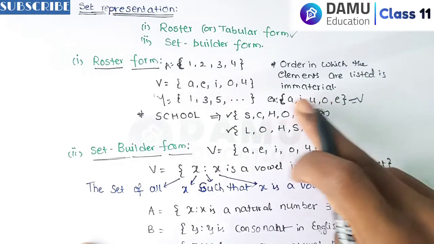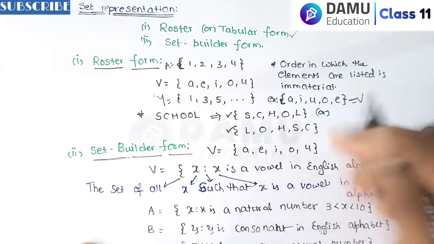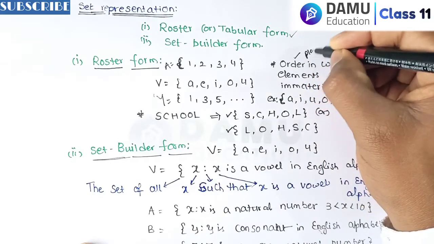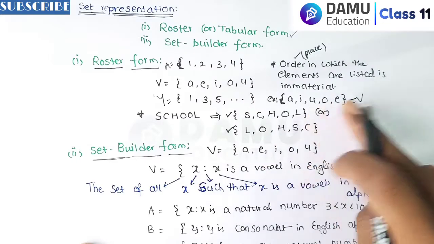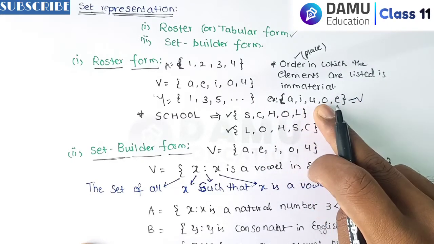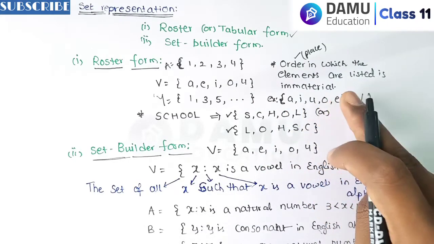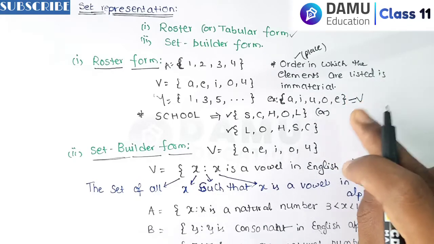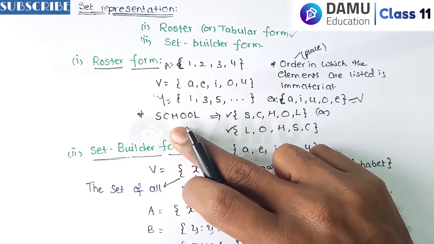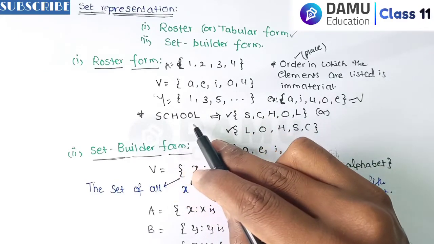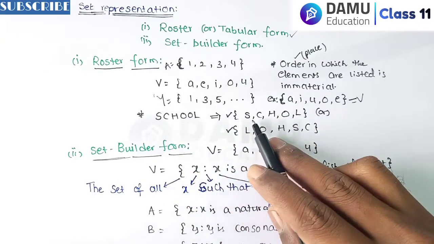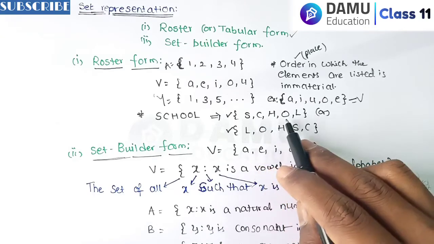So order means where that object is presented. Order means it is showing that place. Order means place of an object. A comma I comma U comma O comma E, you can write in any manner. And one more thing, the word SCHOOL. The letters presented in the set will be S comma C comma H comma O comma L.